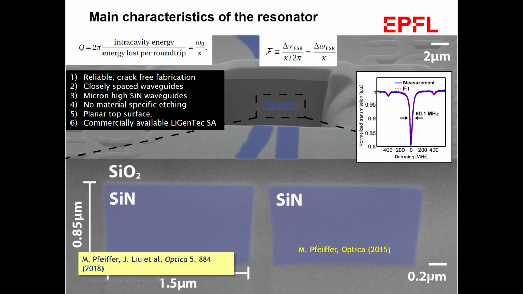Who can recognize what is on the left and what is on the right? Yes, quality factor, and this is finesse. Everyone who speaks about resonators will first ask you what your quality factor is, so you have to know these two values. And actually, all the problems we had before were related to the fact that we could not create good quality factor resonators.